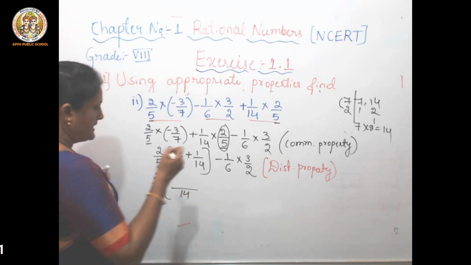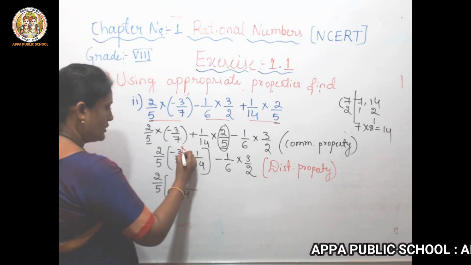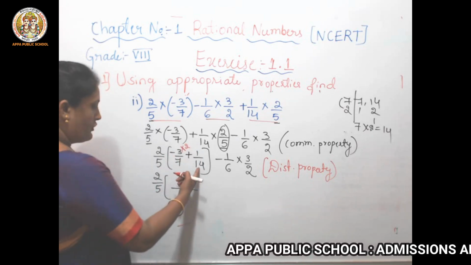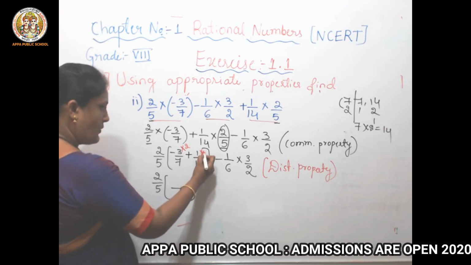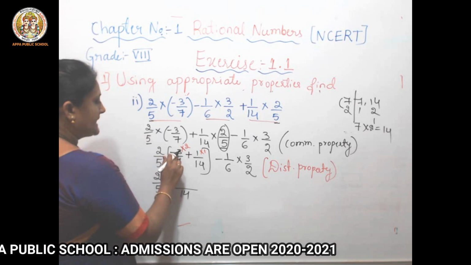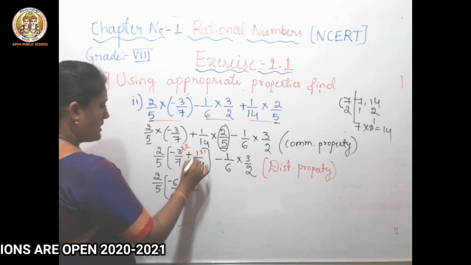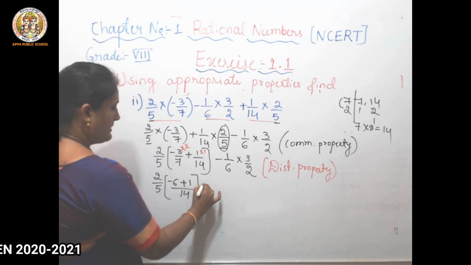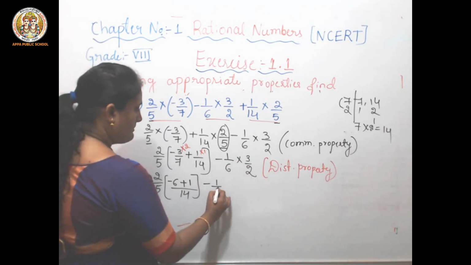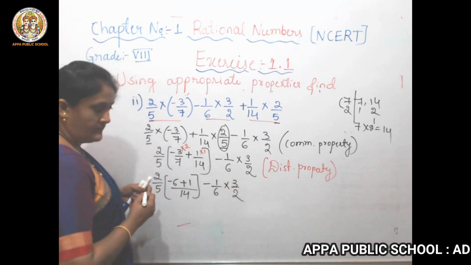Now we can check 7 into how much will be 14? 2. 7 2s are 14, so that 2 we will multiply here. 14 1s are 14, so that 1 will multiply here. So let's start. Minus 3 into 2 is minus 6, plus 1 1s are 1. Minus 1 by 6 into 3 by 2. Okay.